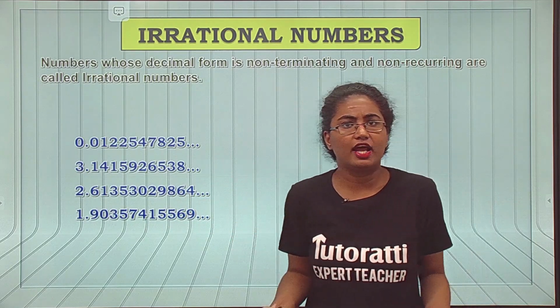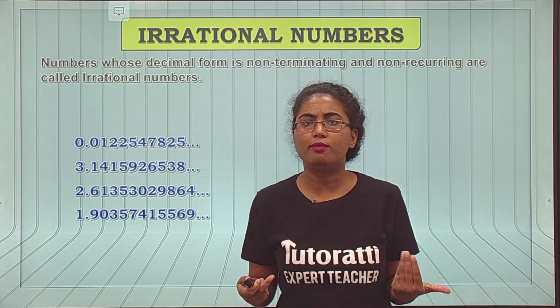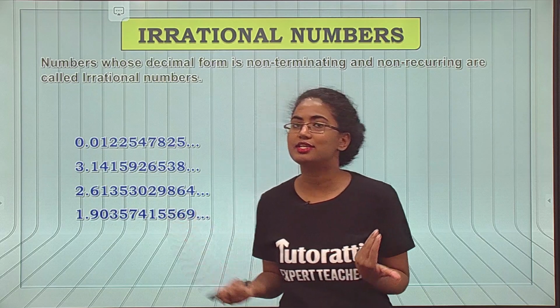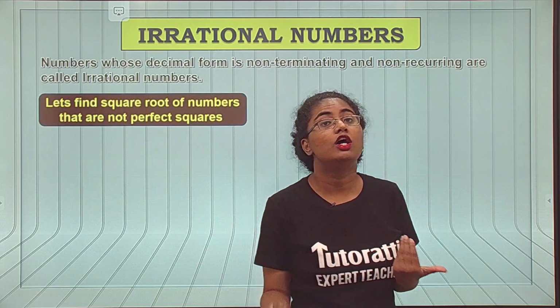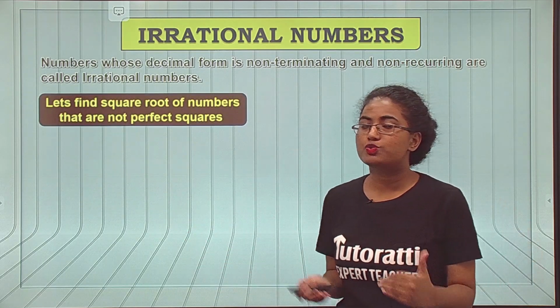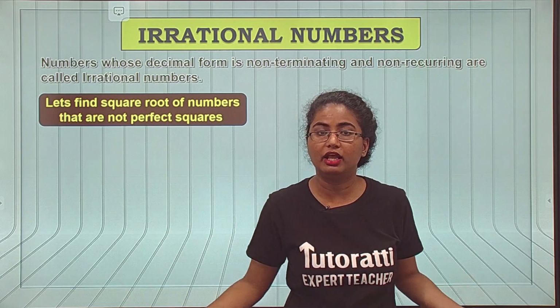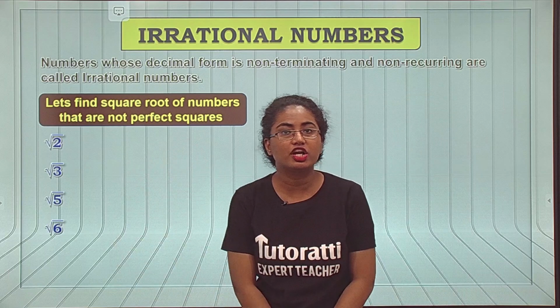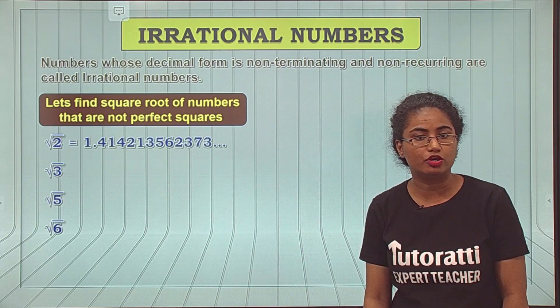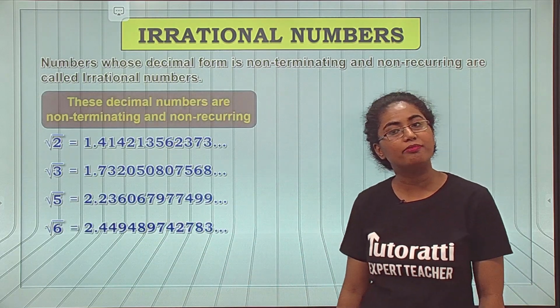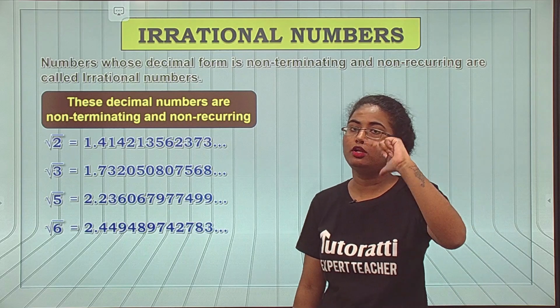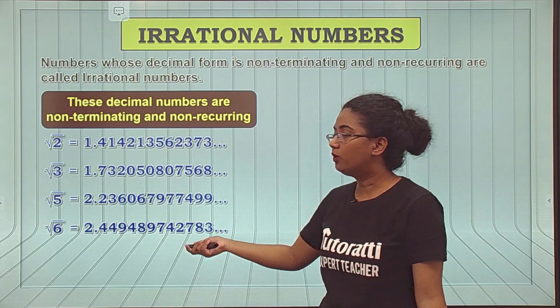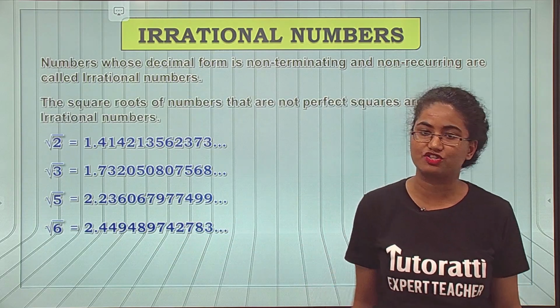और कुछ है irrational numbers में? Are there any more numbers that can be termed as irrational? Yes. Take a look at square roots of numbers which are not perfect squares. मतलब √2, √3, √5, √6. इसके values अगर निकाले, if you take the values of these numbers, you can have the same type of decimals, non-terminating, non-recurring, okay? So these are your irrational numbers.